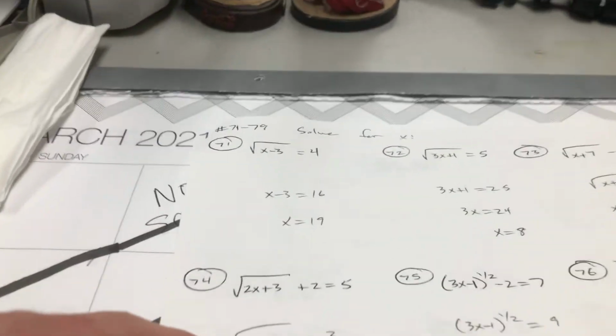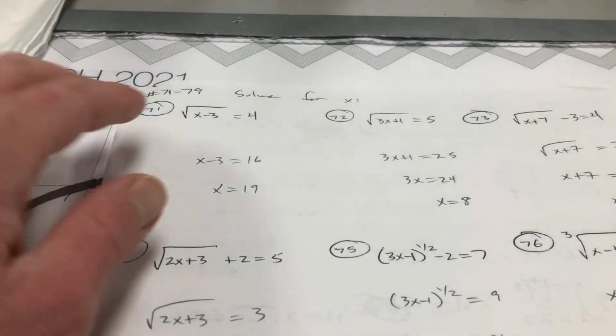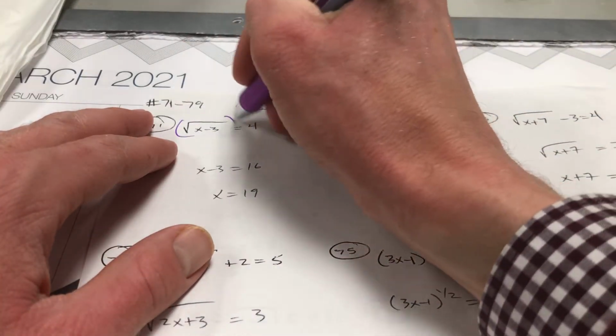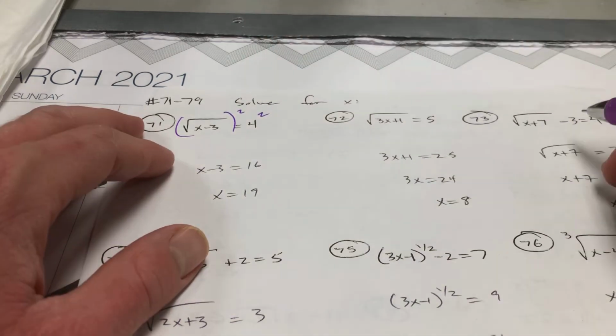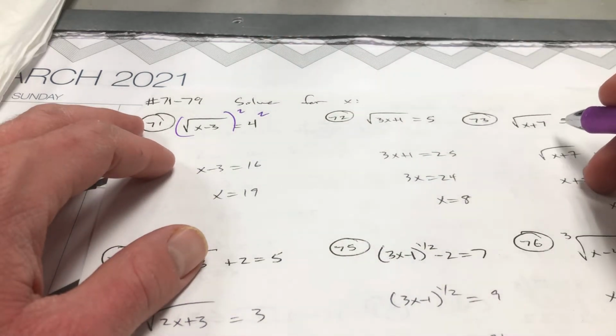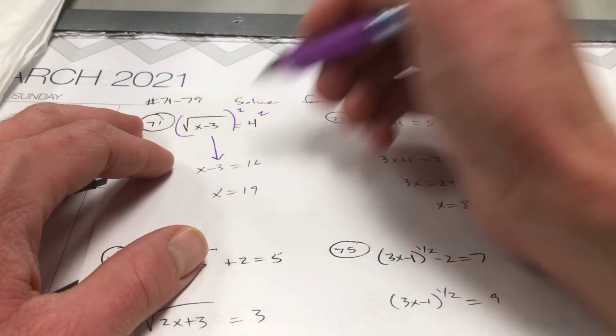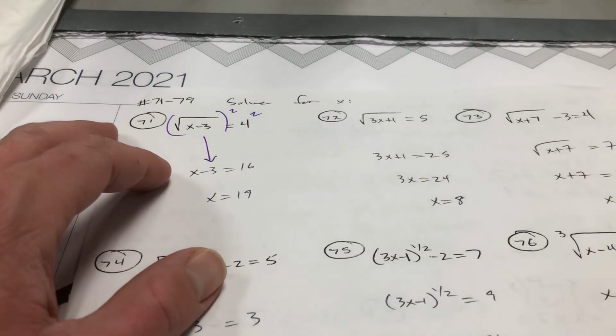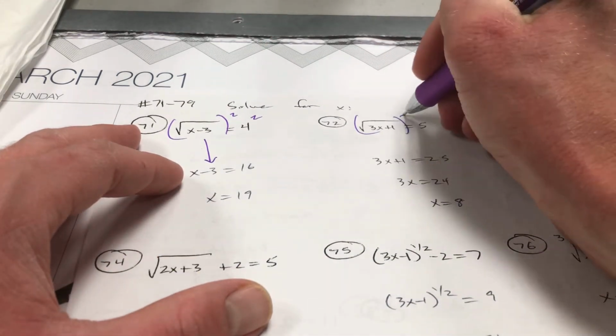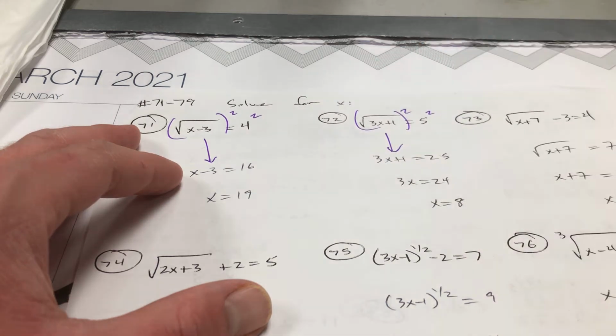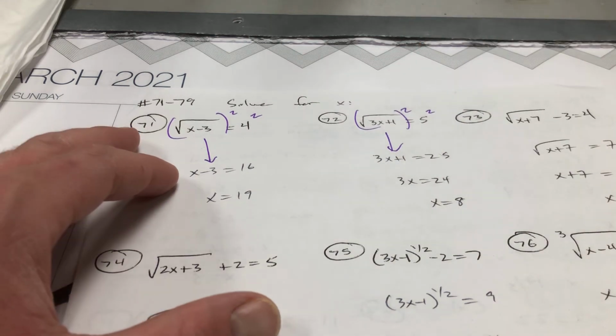All right, I think the last 2 pages. If I want to solve a square root function, I need to make sure the square root's all by itself, which it is. I square both sides. X minus 3 falls on out. Add 3 to both sides. Square both sides. 3x plus 1 equals 25. And I go from there.